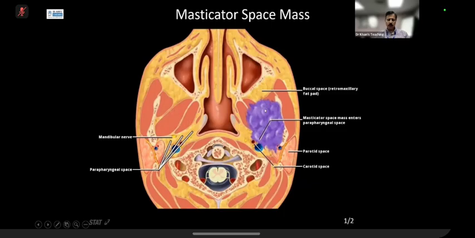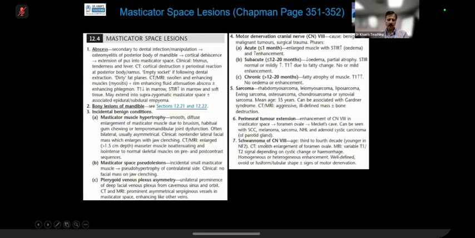So if there is a tumor in the masticator space, for example, or infection or whatever, it will sort of indent the parapharyngeal space, which is here. And the displacement of the fat of the parapharyngeal space is taken as a landmark. And we are going to learn this skill next time. So this is the differential diagnosis.